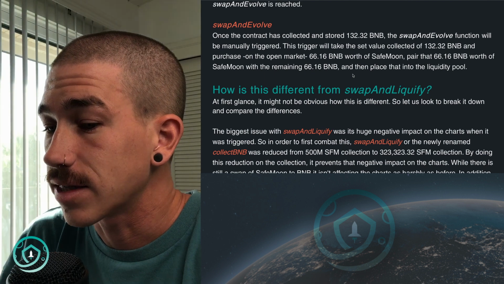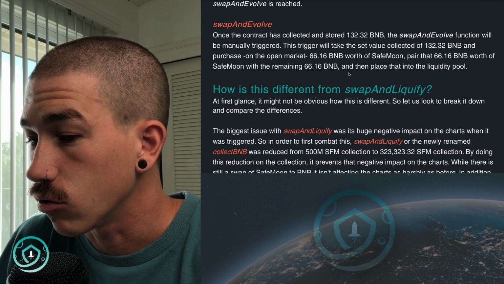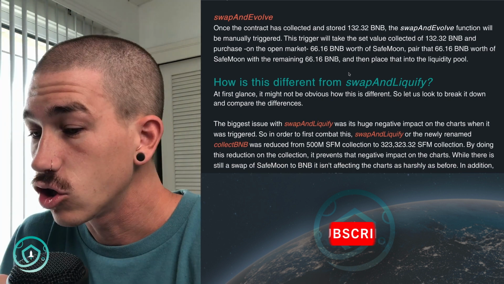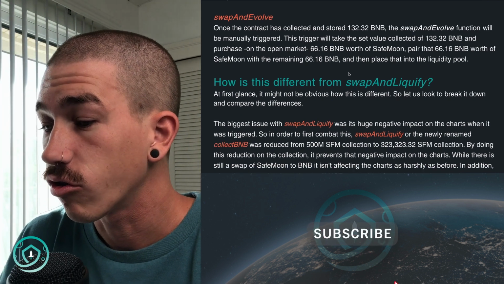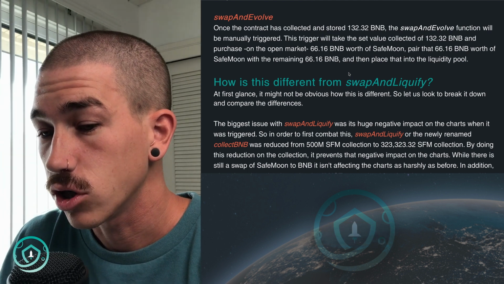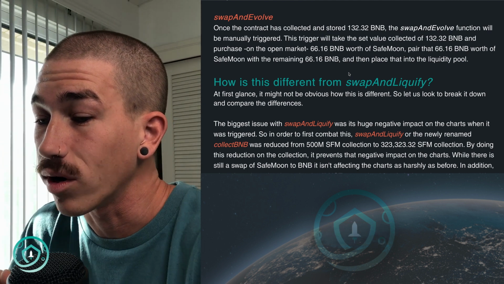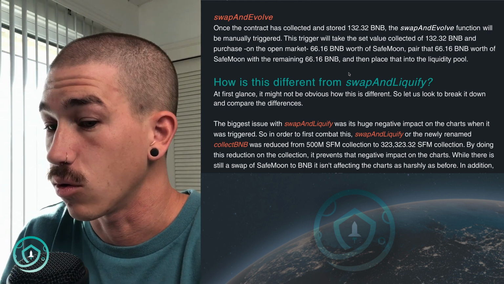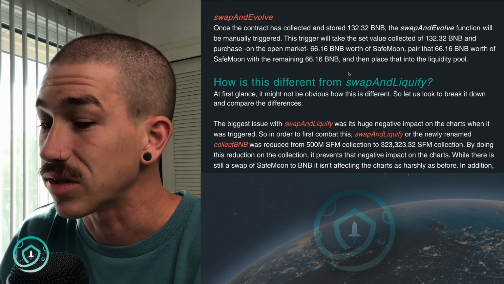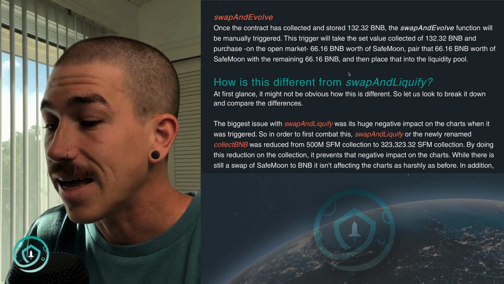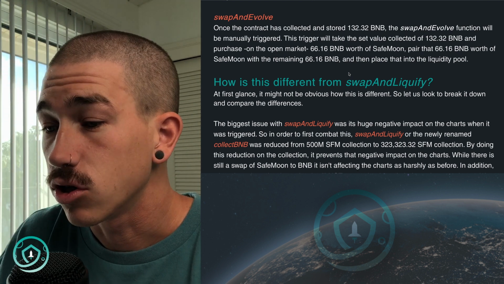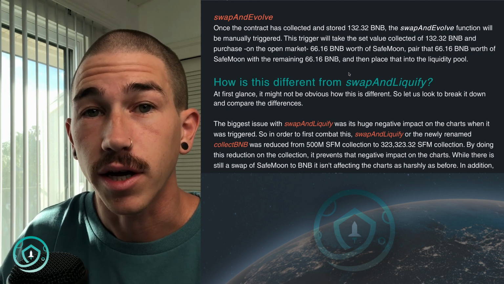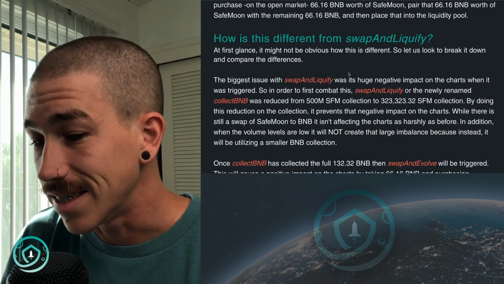Once the contract has collected and stored 132.32 BNB, the swap and evolve function will be manually triggered. This trigger will take the set value collected of 132.32 BNB, purchase on the open market 66.16 BNB worth of Safemoon, pair that 66.16 BNB worth of Safemoon with the remaining 66.16 of BNB, and then place that into the liquidity pool. So it sounds very similar to swap and liquefy. It's taking a bunch of BNB, a bunch of Safemoon, and pairing it together and putting it into the liquidity pool. So what is the difference between these two?